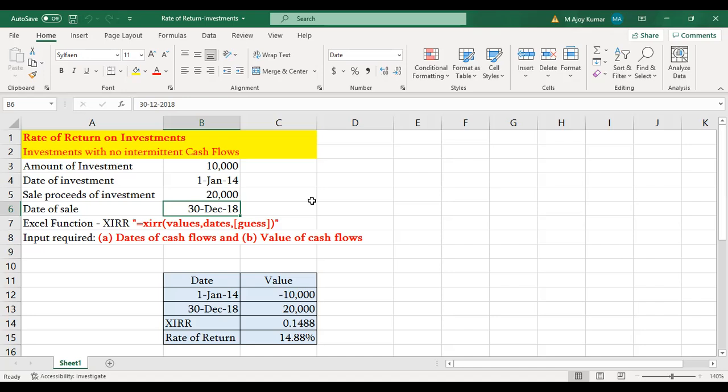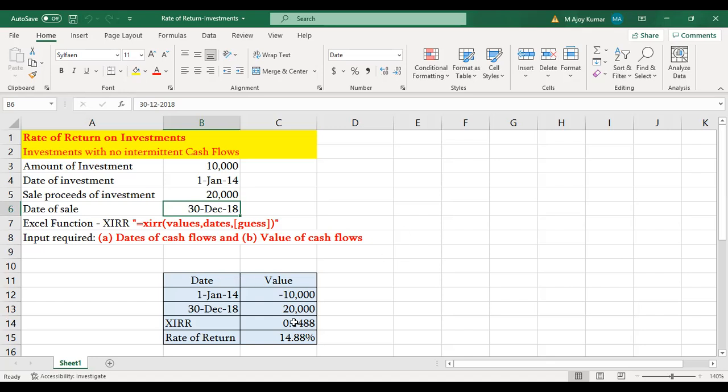The syntax for this function is equal to XIRR, bracket open, values, comma, dates, and a guess number. Now this guess is not compulsory. You can run the function without a guess also. So as you can see, all that you require for calculation of rate of return using this function are two important aspects. One is the date of the cash flow and the second is the value of the cash flow.